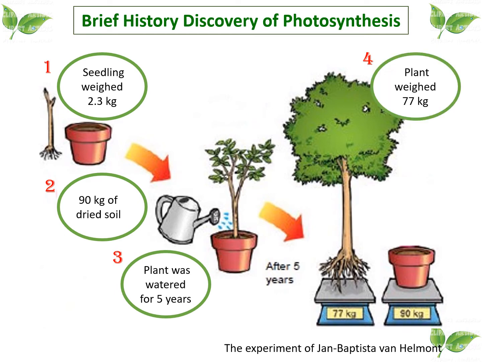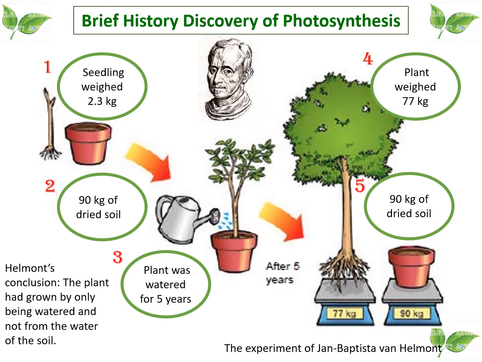After 5 years, he found out that the plant weight is 77 kilograms, but the dry soil still remained the same, 90 kilograms. So the conclusion of his experiment is the plant had grown by only being watered and not from the water of the soil. So this is the contribution of Van Helmont in the discovery of photosynthesis.